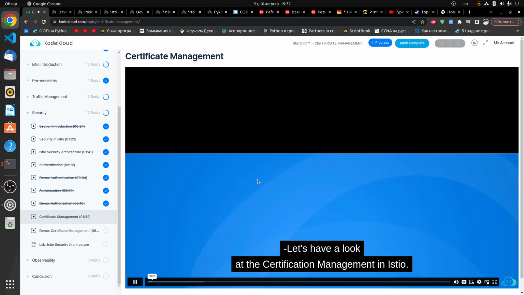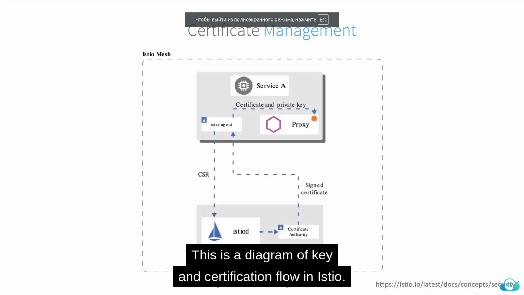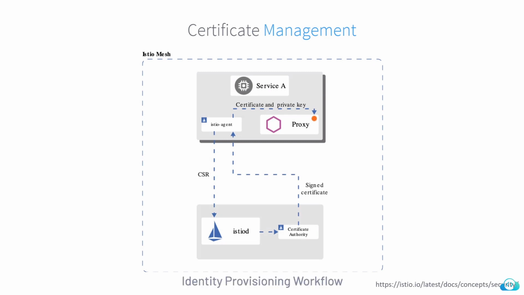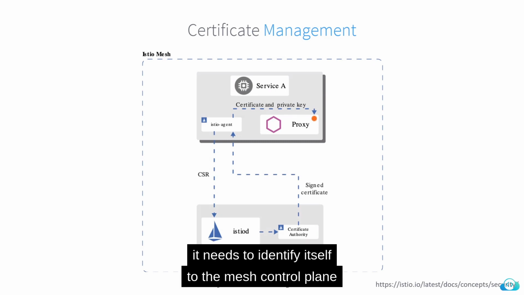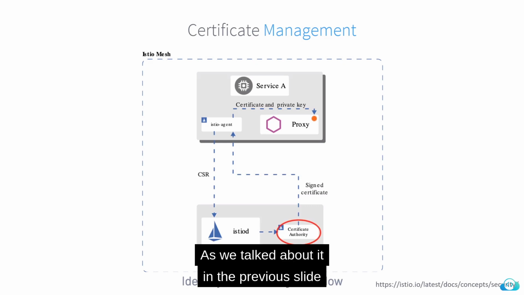Let's have a look at the certificate management in Istio. This is a diagram of key and certificate flow in Istio. So when a service is started, it needs to identify itself to the mesh control plane and retrieve a certificate in order to serve traffic. As we talked about in the previous slide, Istio has a built-in certificate authority.